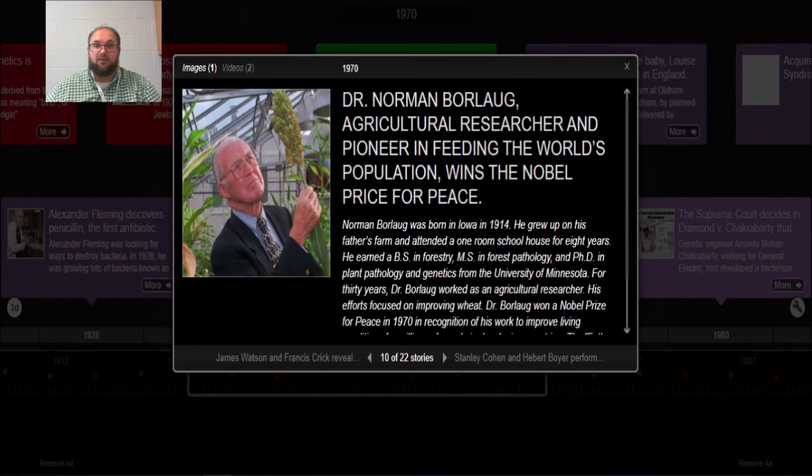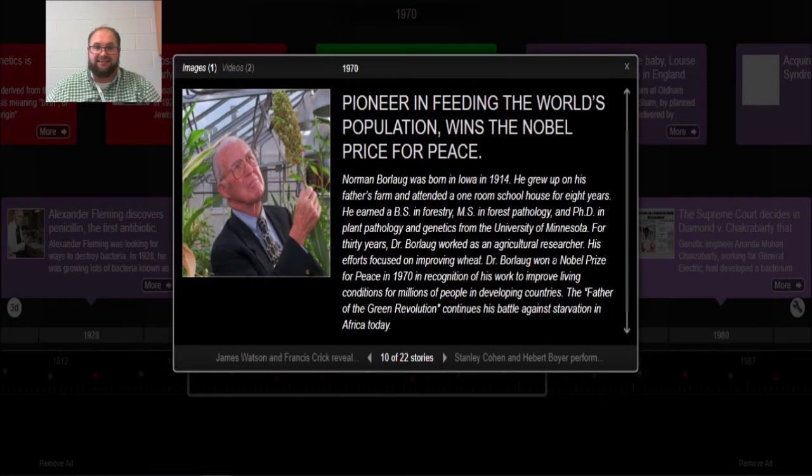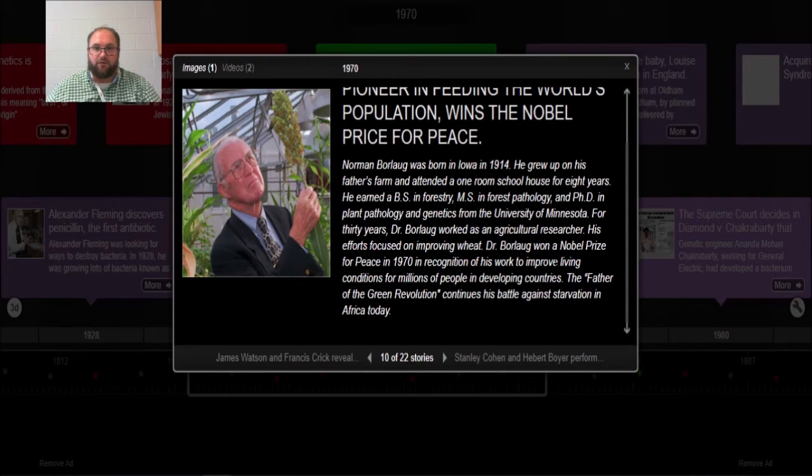So Dr. Norman Borlaug was born in Iowa in 1914, and he grew up on his father's farm, and he attended a one-room schoolhouse for 8 years. And he went on to college and got his bachelor's of science in forestry and his master's degree in plant pathology, which is the study of plant diseases. And then he got his PhD in plant pathology and genetics. So basically, he knew what made plants sick and how their DNA worked, how their genes are passed from one generation to the next.